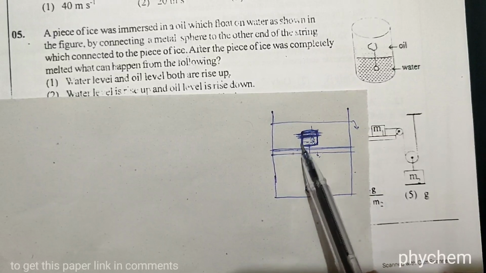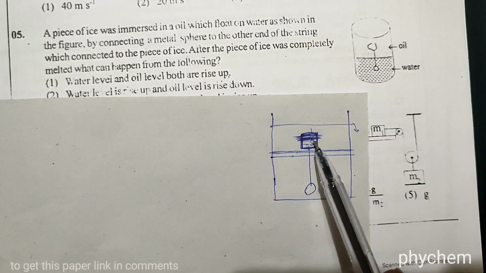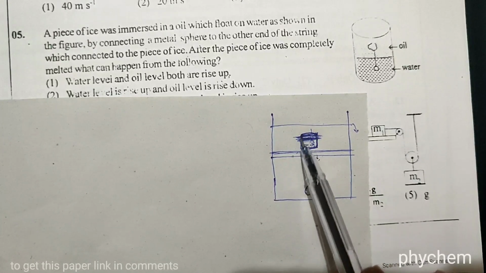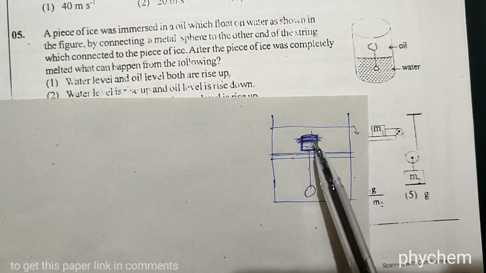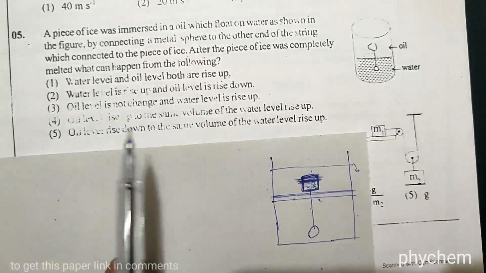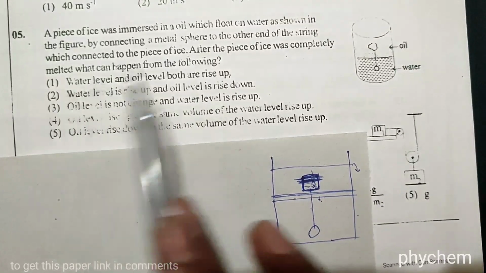If this volume of ice is melted and converted into water, then it should come down. How is it possible to fill up this space? Who is responsible for filling up this space? It's only the oil. This oil has to come down. Okay, this is not clear, so otherwise the second one is the correct one.